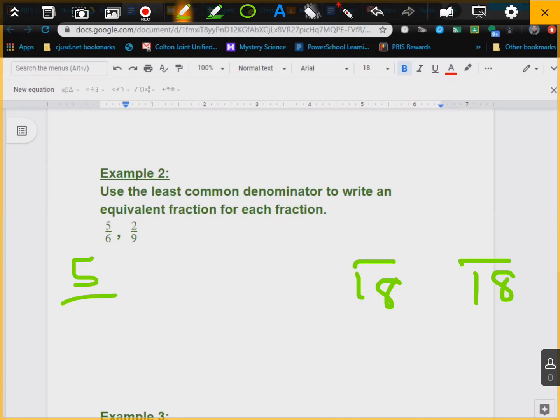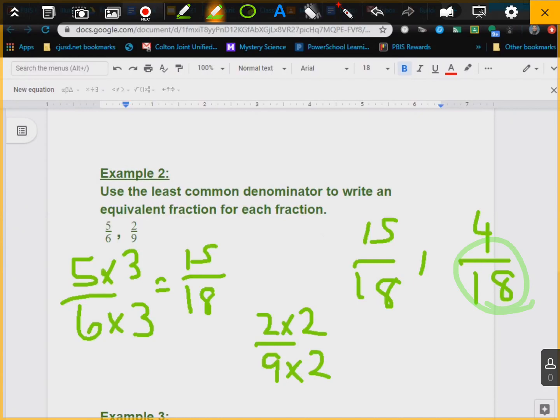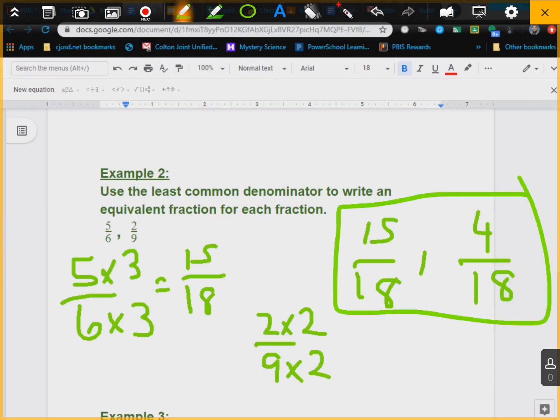So 5/6. To get that 18, I had to multiply the 6 by 3, so I also need to multiply the 5 by 3. That equals 15 over 18. Now for the 2 over 9. To get the 9 to 18, I had to multiply that by 2, so I got to multiply the 2 by 2. And 2 times 2 is 4. So the least common denominator is 18, and my equivalent fractions are 15/18 and 4/18. So these would be my answers.